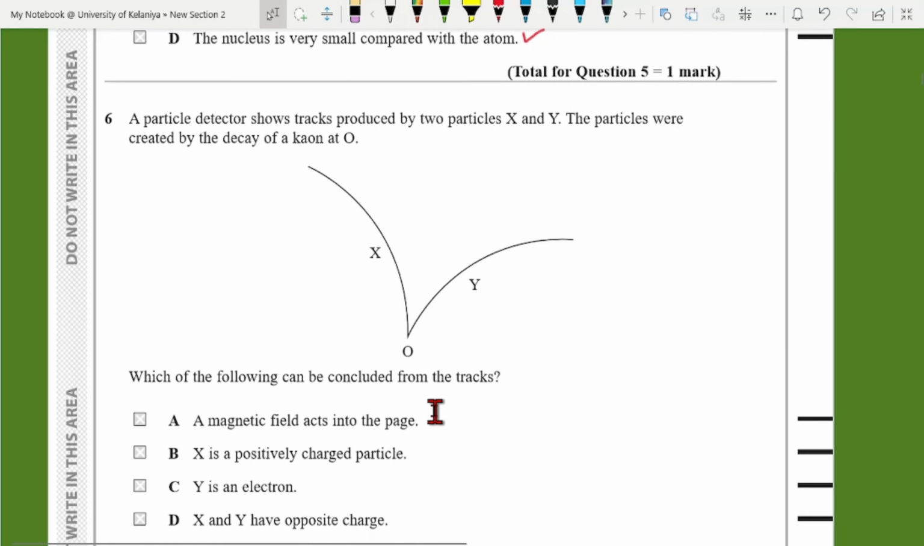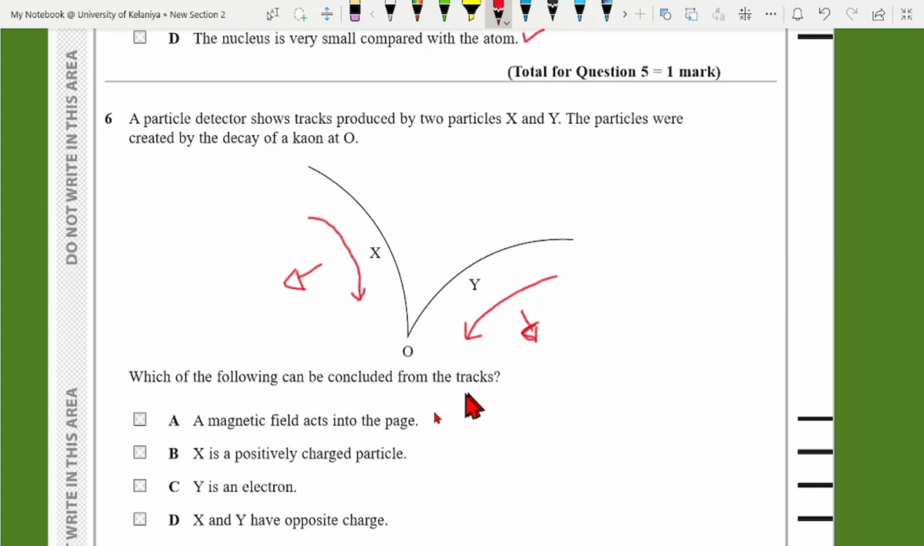6. A particle detector shows tracks produced by two particles X and Y. The particles created by the decay of kaon at O, right? So you can clearly see this particle is moving this way and this particle is moving this way. They are circulating. So the centripetal force acting towards this way is due to the magnetic field and their charge, right? We don't know their charge and the magnetic fields, right?